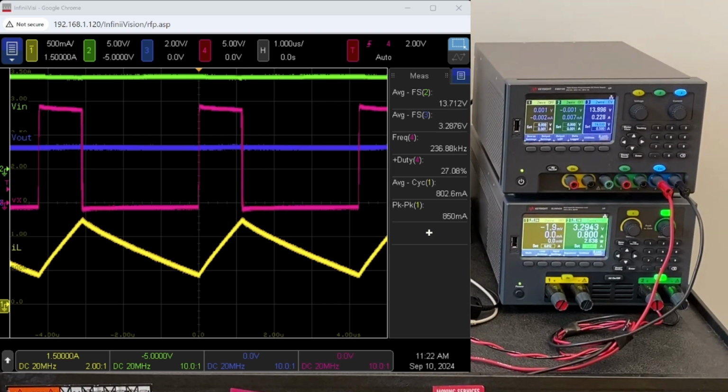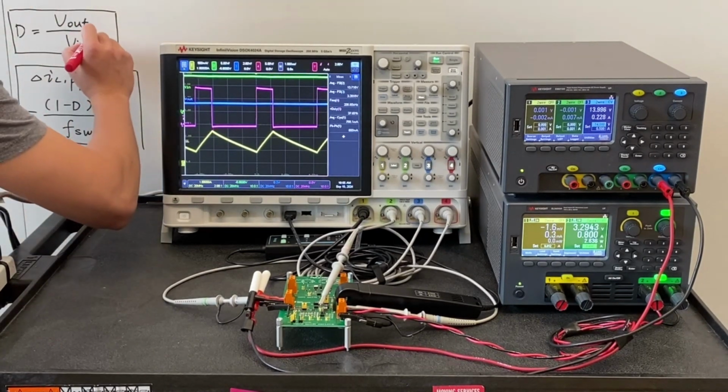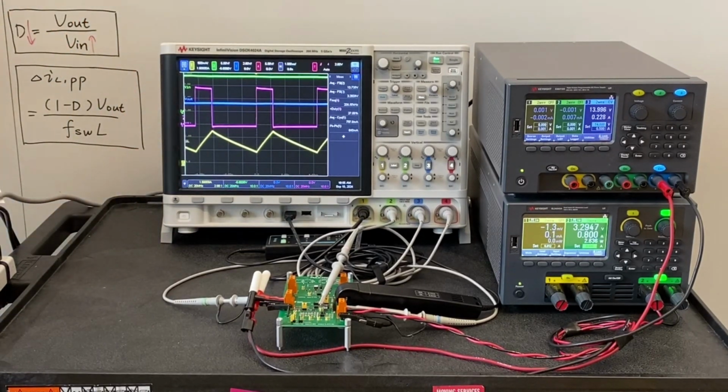This is because for a buck converter operating in a continuous conduction mode, its duty ratio is equal to its output voltage divided by the input voltage. In our case, the output voltage is fixed at 3.3 volts by the controller, and so as the input voltage increases, the duty ratio becomes smaller.